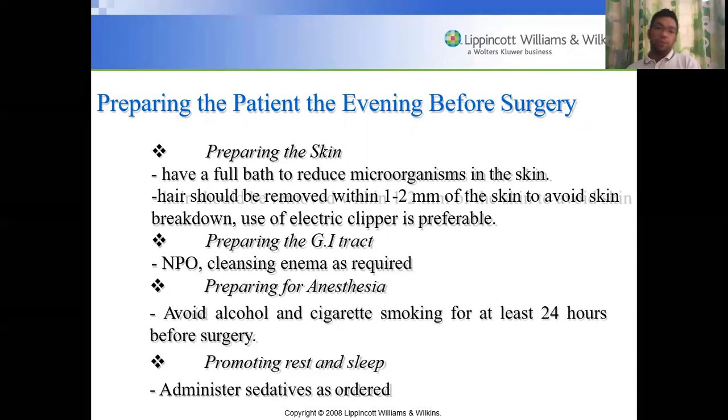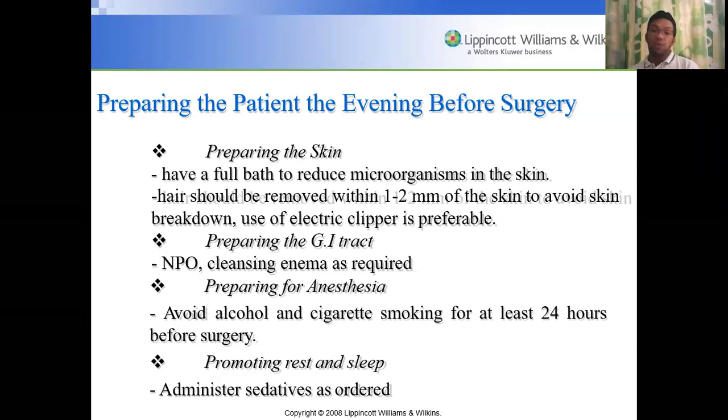And we need to prepare the GI tract as well. NPO. We advise the patient to be NPO the night before the surgery. And a cleansing enema is going to be required, most especially if the patient will undergo abdominal surgery. Prep for anesthesia as well. So tell the patient to avoid alcohol or cigarette smoking 24 hours prior to the surgery because alcohol or nicotine can have an effect on the patient's anesthesia.